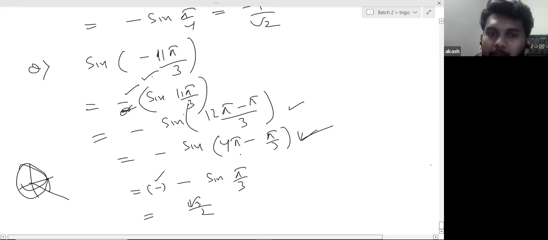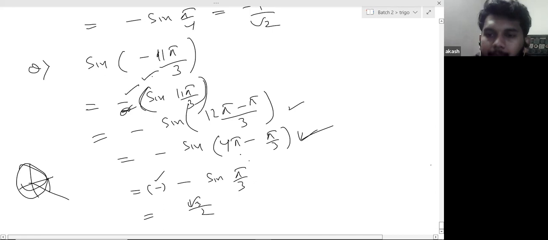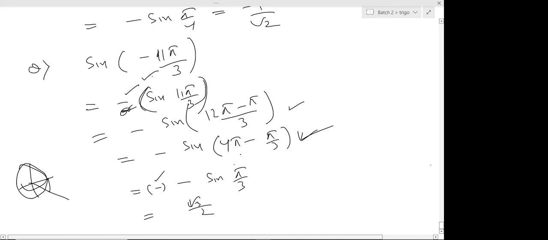Now the question is this. You have to simplify this only. After simplifying the theta, we will get 4 pi minus pi by 3, right? So the minus of pi by 3 will be multiplied. So it'll be plus sine pi by 3. Then from the coordinate it will be minus root 3 by 2.